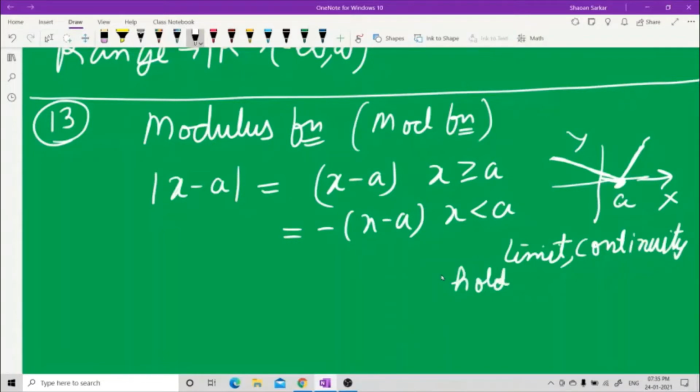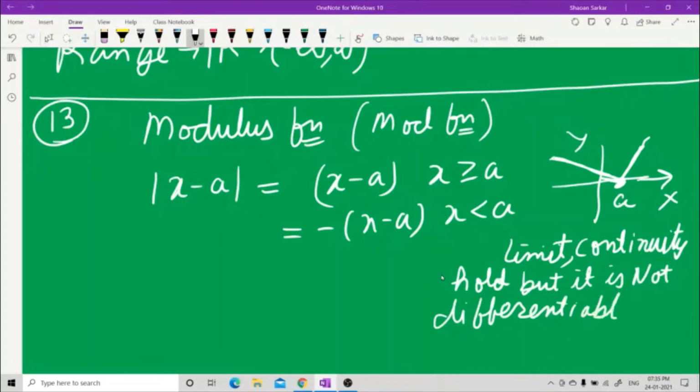But I'm telling you, just by looking at the function, you can tell that the limit and continuity will hold, but it is not differentiable at A. Differentiable at x equal to A. This is the point x equal to A.